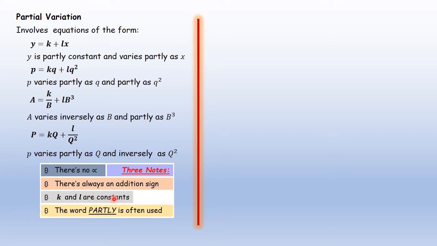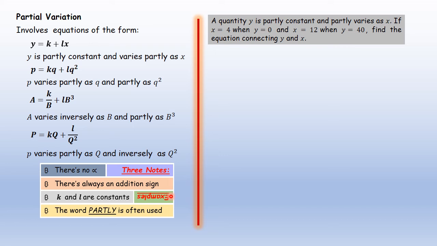And lastly, the word partly often appears in questions that have to do with partial variation. Please look out for that. Majority of times when a question has to do with partial variation, the word partly will always appear. Like we have the word partly appearing here and again here, partly and again the word partly over here. We also have the word partly and all that. So that's popular. Let's go to an example.